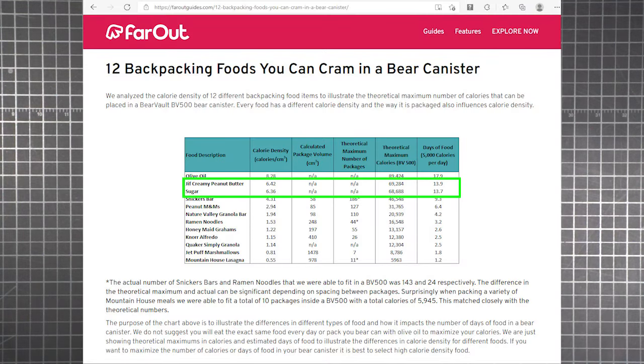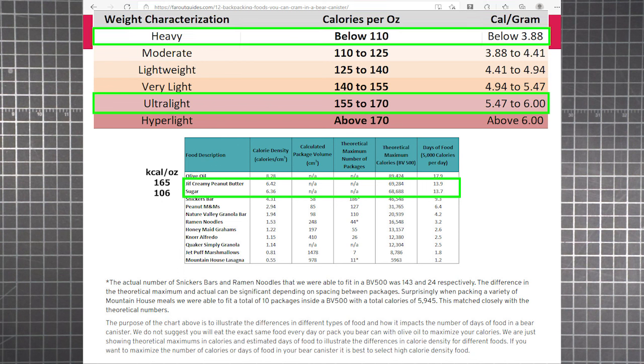The calories per milliliter are strikingly similar, and the theoretical max calories are almost the same. It's less than a 600 calorie difference out of over 60,000 total calories, a difference of less than 1%. Next, look at the calories per ounce of both. It's a 165 versus a 106. That goes from ultralight to heavy on our scale, and it's a 56% increase in caloric density by weight, when the volumetric density is nearly the same.